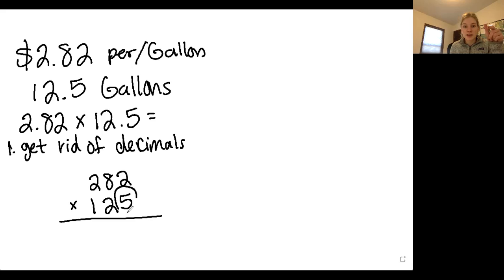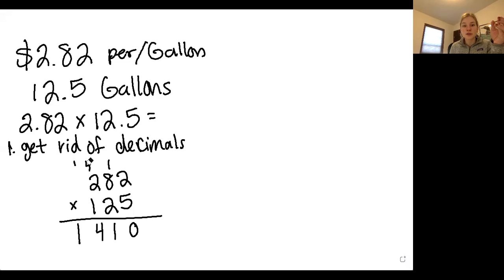So we start here in the ones and our bottom number here. 5 times 2 is 10. Put down my 0, carry my 1. 8 times 5 is 40, plus 1 more is 41. Put down my 1, carry my 4. 2 times 5 is 10, plus 4 more is 14. Put down my 4, carry my 1, and that just gets brought down because there's nothing over here to multiply my 5 with. So our first digit is done.